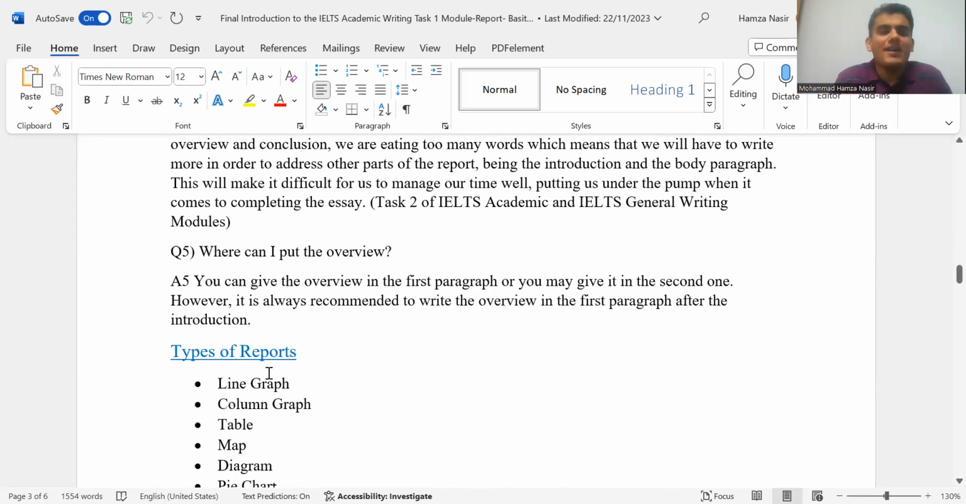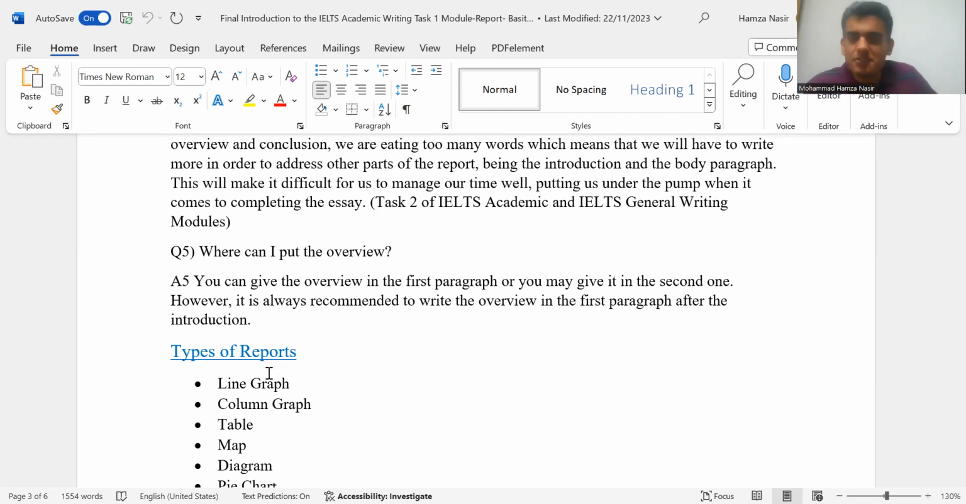Question five: where can I put the overview? It's up to you, right? You can give the overview in the first paragraph, or you may give it in the second one. But I always recommend to my students that they give the overview in the first paragraph, because in the body paragraph, students just write stories and stories and stories. In the end, they realize they have less than half an hour to do the essay, and I've said you need a minimum of 40 minutes to do the essay.